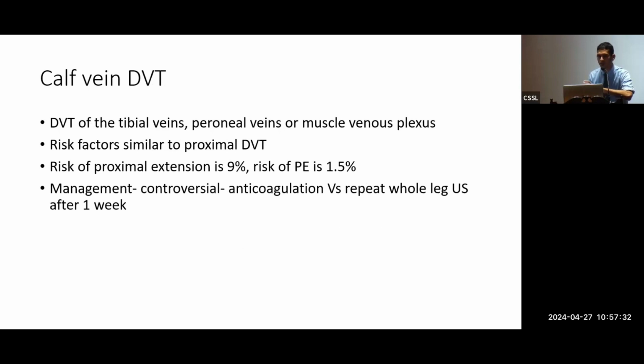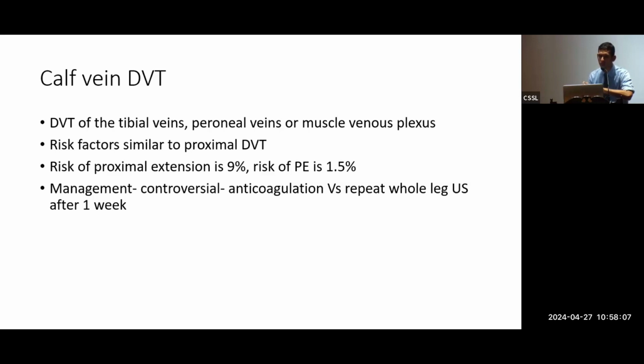A few words on calf vein DVT, another controversial area in deep vein thrombosis. So calf vein DVT is defined as DVT of the tibial veins, peroneal veins, and muscular venous plexuses. The risk factors for developing calf vein thrombosis are similar to proximal DVT. They have calculated there is a 9% risk of calf vein thrombosis extending into the popliteal and above, and the risk of pulmonary embolism is around 1.5%.